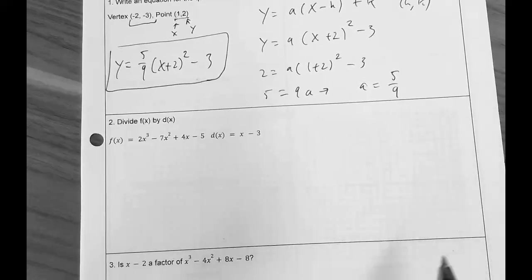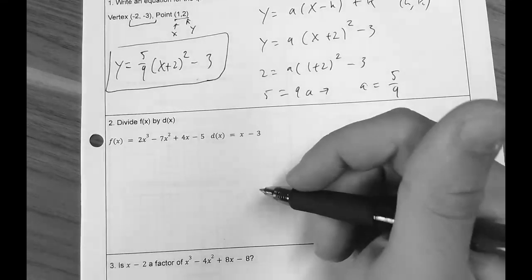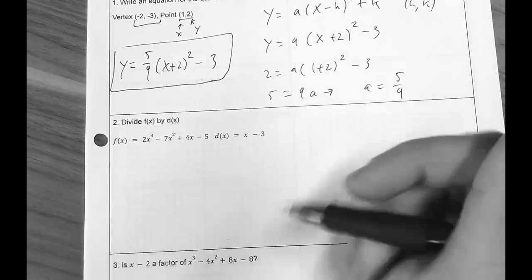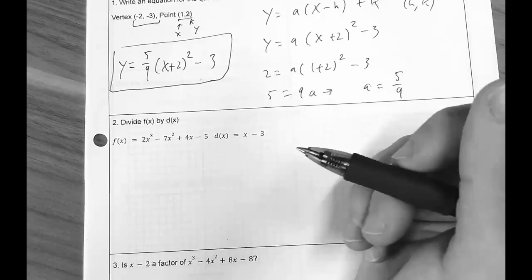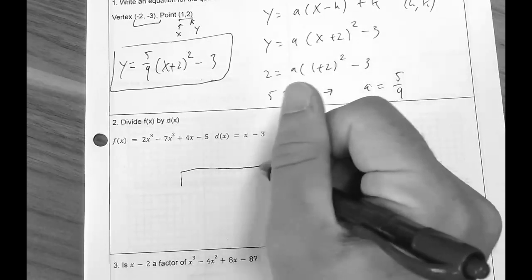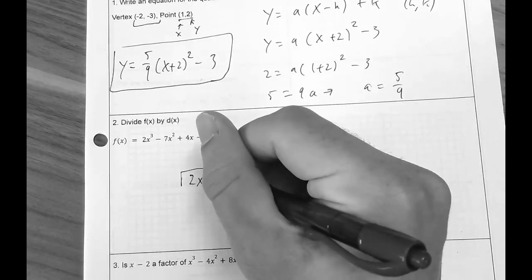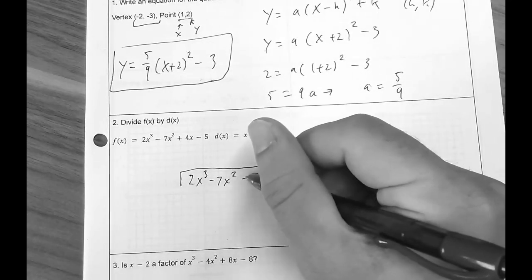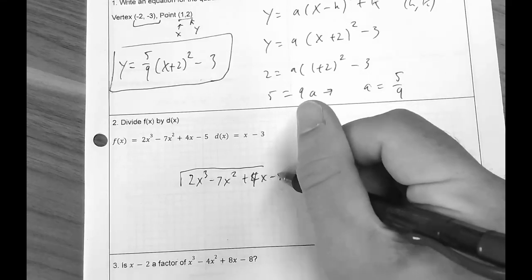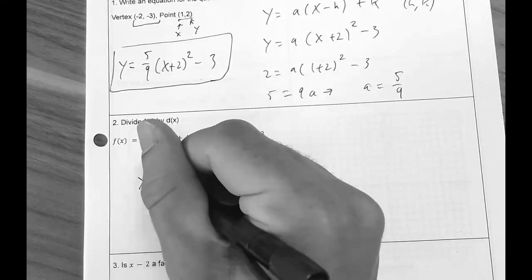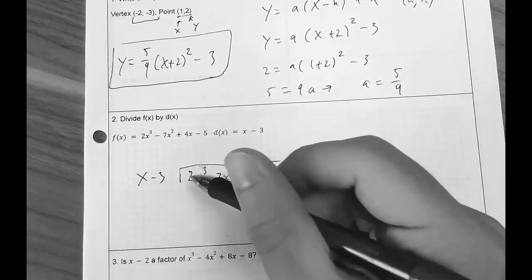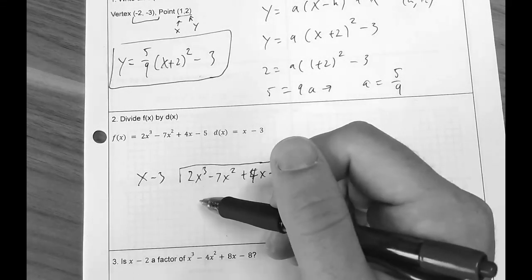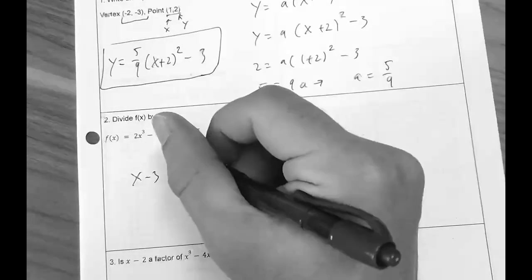Divide f of x by g of x. Okay, so this is something you all seem pretty good on. You can choose to do synthetic for this one, or you can do regular long division. I'm going to show regular long division because we'll do synthetic later. So again, for regular long division, we write out our function, plus 4x minus 5. We're dividing that by x minus 3. We say, okay, what's the biggest factor that goes into x to make 2x to the third, and that is just 2x squared.